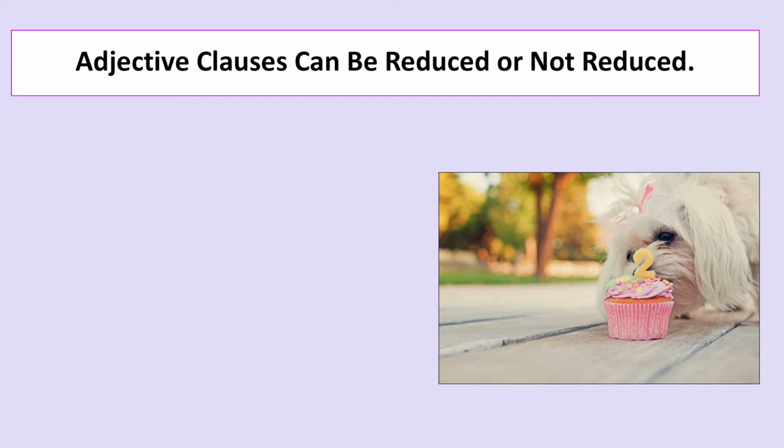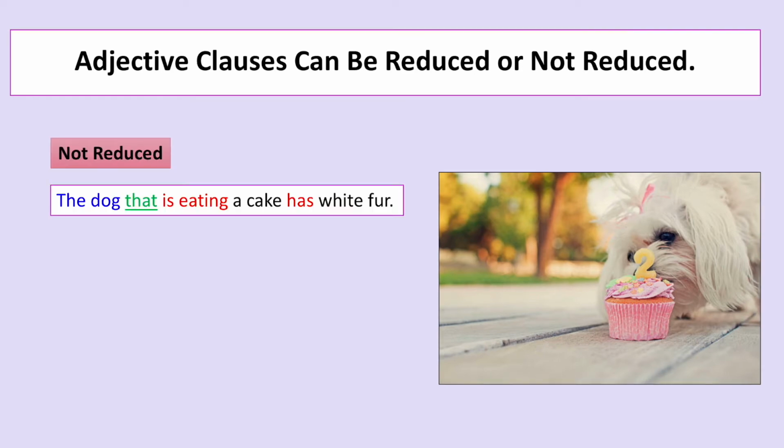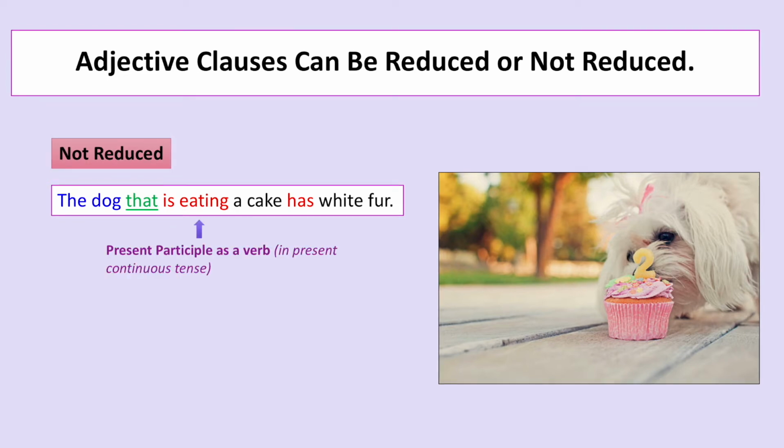An example of an unreduced adjective clause is seen in the first sentence. The dog that is eating a cake has white fur. In this clause, we can also see a present participle being used as a verb in the present continuous tense, is eating. We know it's a verb because we see the be verb in front of the present participle. The be verb here is the word is.